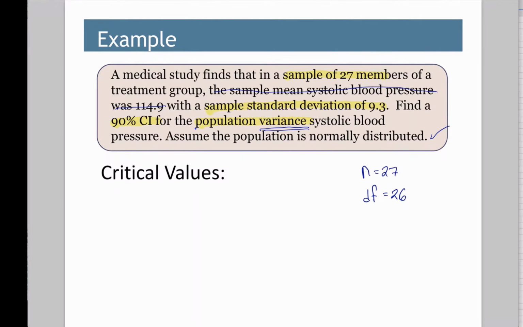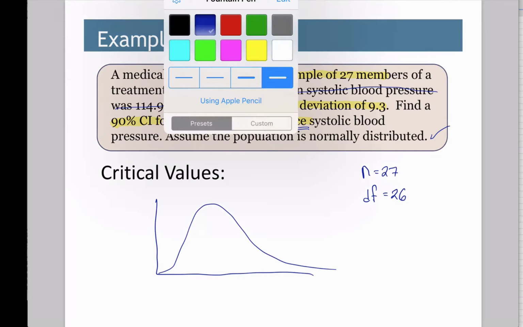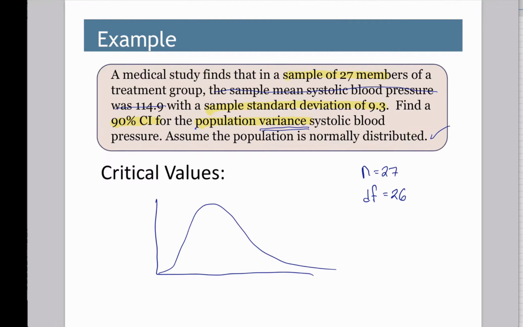All right, so let's find those critical values. So in general, it's going to look something like this. And we were using a 90%, so that means there is 10% left over. Split that in half, that means this is 0.05, and this is 0.05. So we need to look up the critical value for the left and the critical value for the right. And we'll do that in StatCrunch.